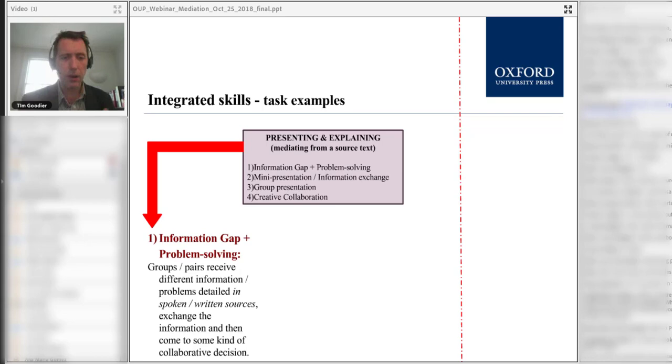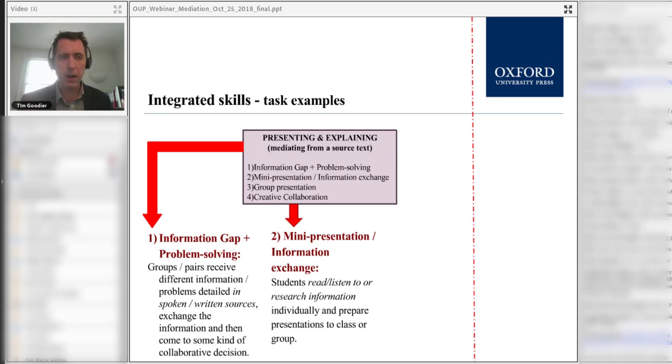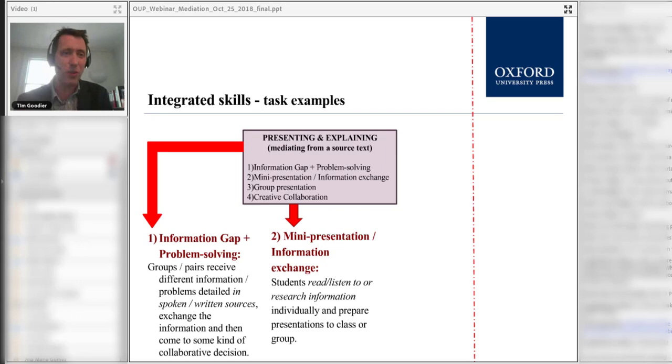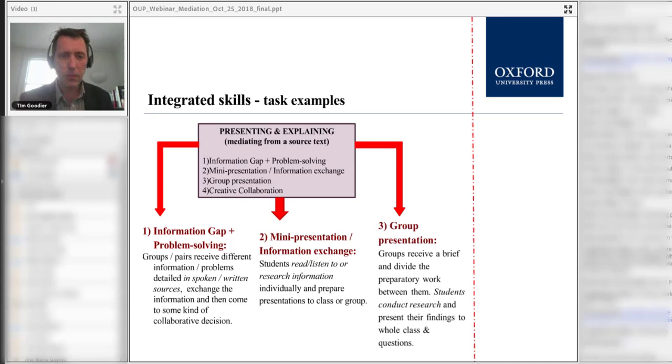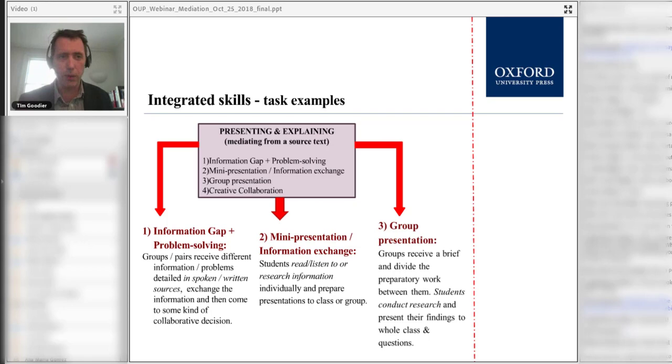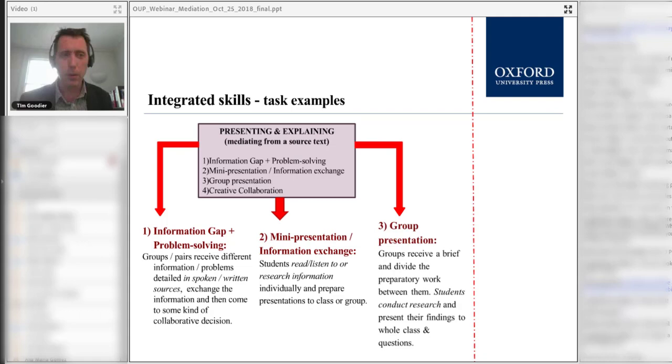Mini presentations, they don't have to be front of class, they might be within a group. It might be some kind of show and tell in groups, but it can often be based on a source text, and this is where mediation often comes into play as well. And group presentations, similarly, it might involve some gathering information from web research before the class. You might give people homework to look up things and synthesize some kind of thing that they want to present. And assign each other roles. This is where the collaboration comes in.